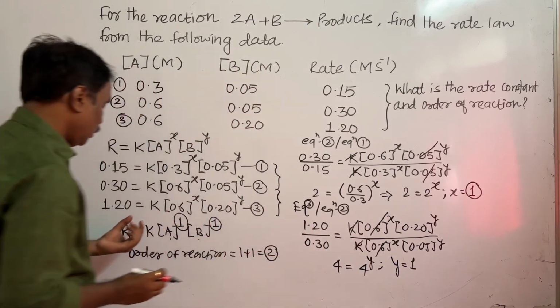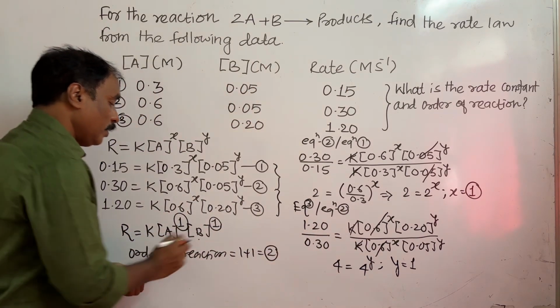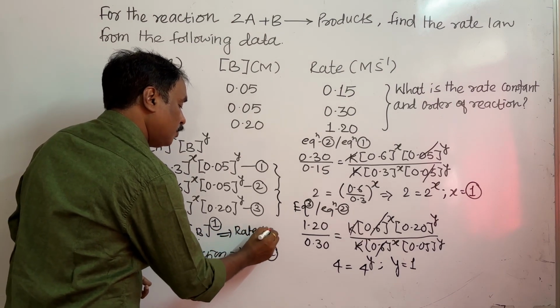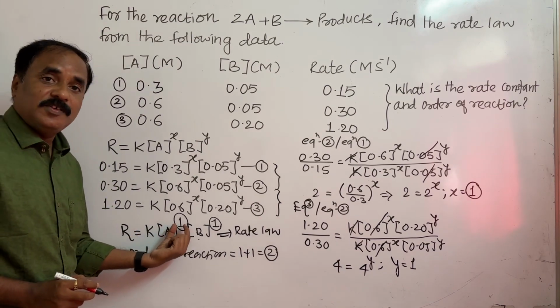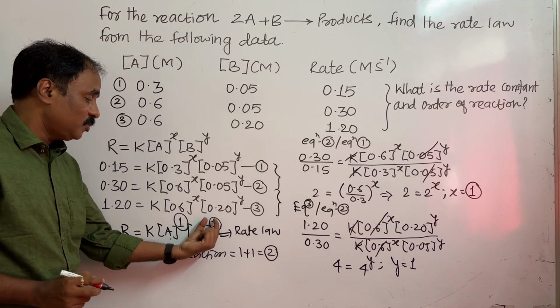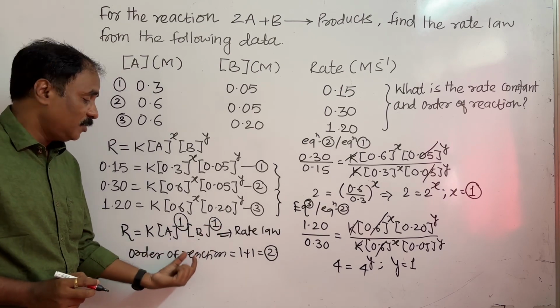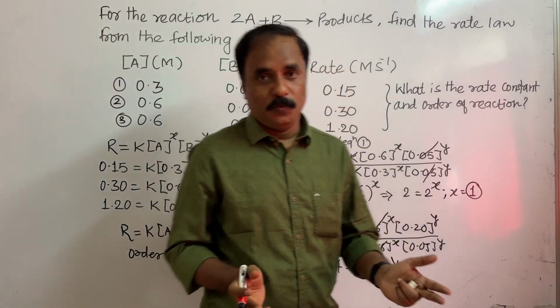What is the rate law for this? R is equal to K into A to the power 1, B to the power 1. This is the rate law. And what is the order of reaction? The reaction is first order with respect to A and first order with respect to B. So 1 plus 1, addition of exponents. So that is 1 plus 1, 2. And the overall order of reaction is 2.